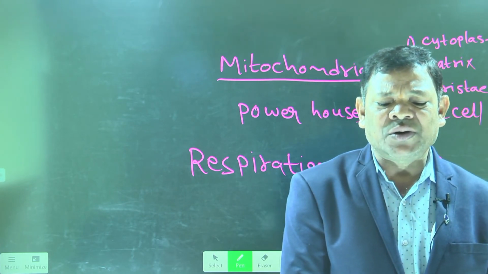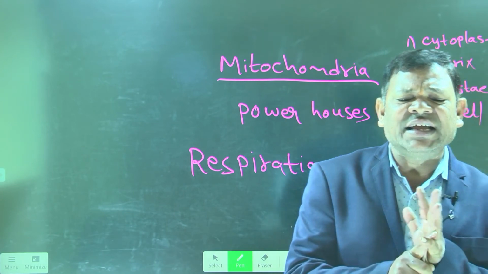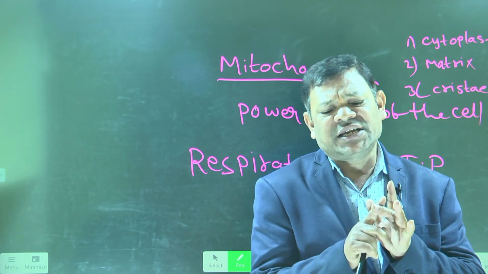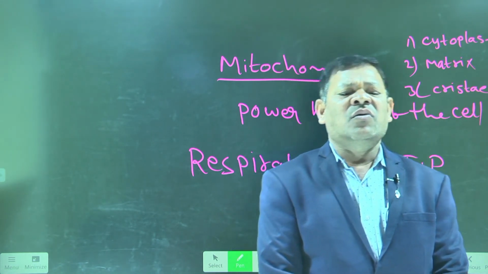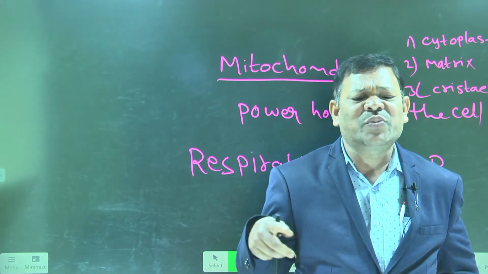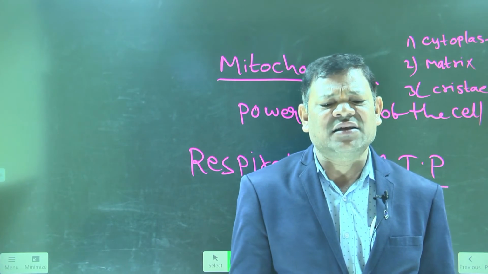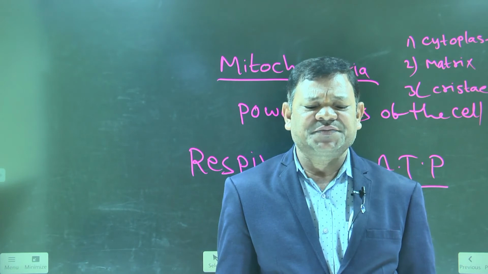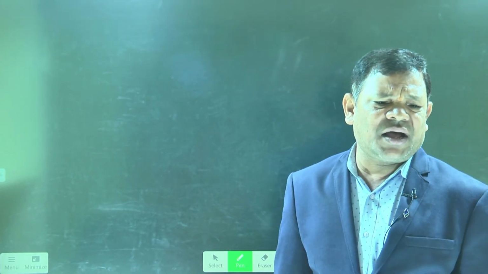Next, especially in the plant cell, DNA is present in the nucleus, DNA is present in the mitochondria, DNA is present in the chloroplast. So that's why mitochondria can synthesize another mitochondria, chloroplast can synthesize another chloroplast, nucleus can synthesize another nucleus. So, mitochondria, any doubts?